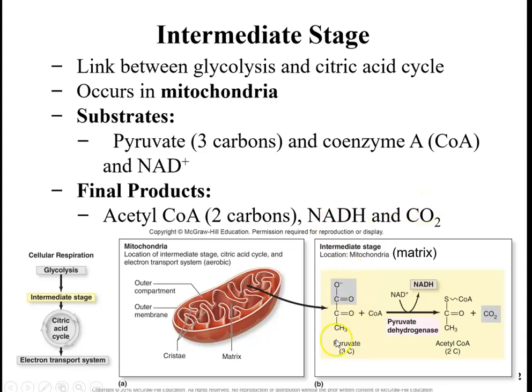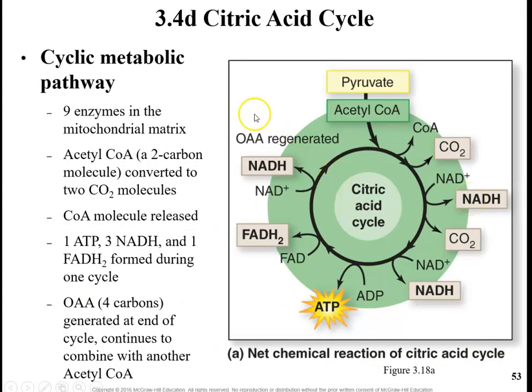And you can see pyruvate, 3 carbons. With the use of pyruvate dehydrogenase, it goes to a 2-carbon structure plus the 1 carbon dioxide. So there's your 3 carbons. And then the electrons have been shuttled to NADH. After that, acetyl-CoA goes on to join the cyclic metabolic pathway, the citric acid cycle.